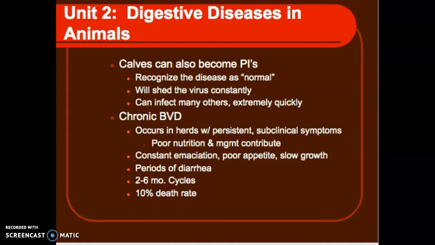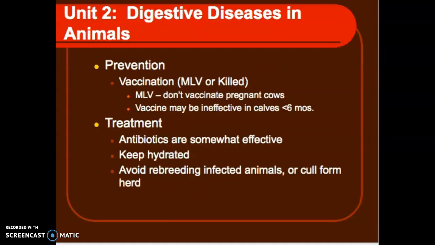Chronic BVD then can occur in herds really persistent and subclinical. It could be a number of different things going on. They kind of have 2 to 6 month cycles where they have periods of diarrhea and up to about 10% death loss rates. It's really a problematic disease.